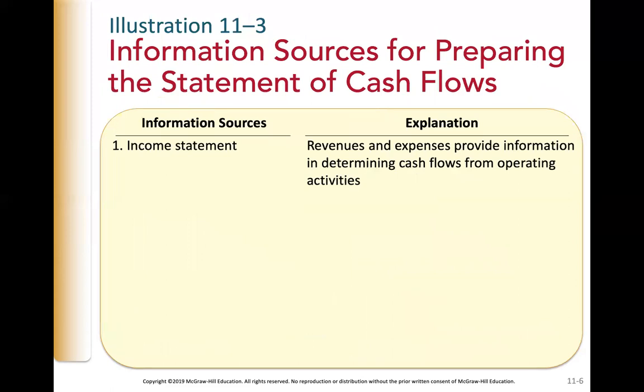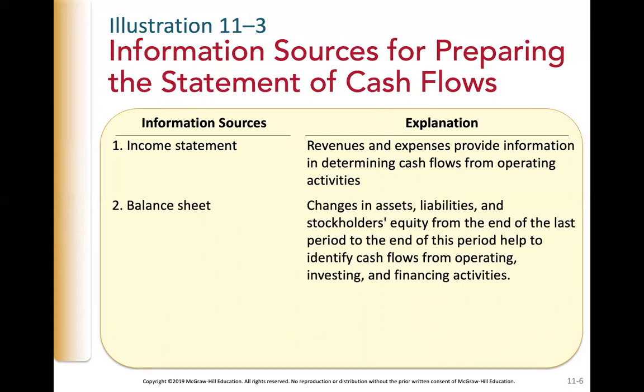When preparing the statement of cash flows, we have to review some different information sources. The first place you want to look is the income statement. We'll look at the income statement to evaluate revenues and expenses for information in determining cash flows from operating activities. The second place we'll look is the balance sheet. We'll analyze changes in assets, liabilities, and stockholders' equity from the end of the prior period to the end of this period to help identify cash flows from operating, investing, and financing activities. We're looking at the changes in these accounts.